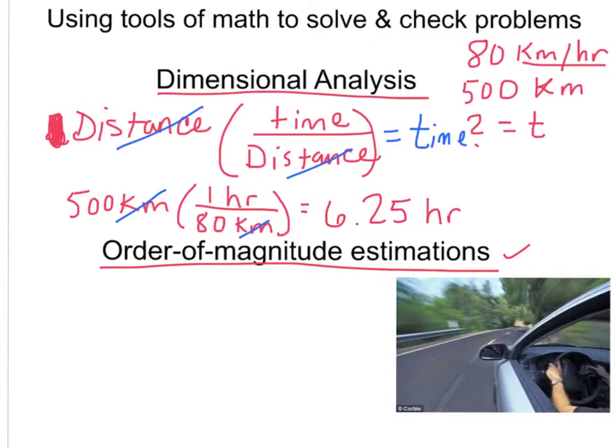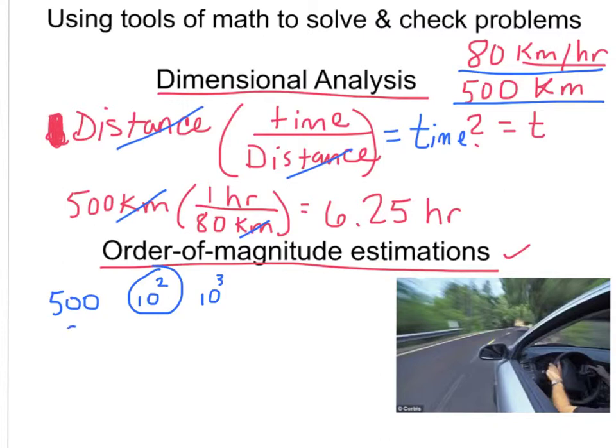We know that if we look at our 80 kilometers per hour and our 500 kilometers, let's look at our distance first, the 500. Is 500 closer to 10 squared or 10 to the third? You know 10 squared is 100. You know that 10 to the third is 1,000. So 500 is actually closer to 10 squared. That is the order of magnitude that it is closest to.